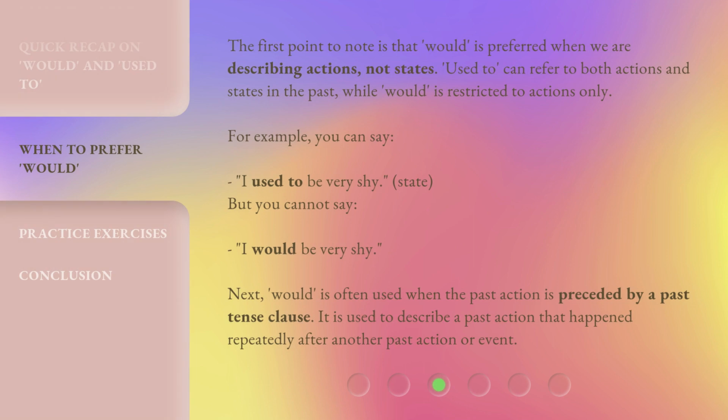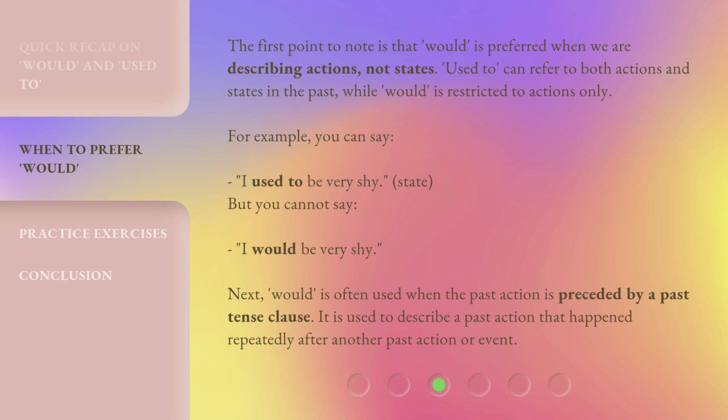The first point to note is that would is preferred when we are describing actions, not states. Used to can refer to both actions and states in the past, while would is restricted to actions only. For example, you can say, I used to be very shy, state, but you cannot say, I would be very shy.